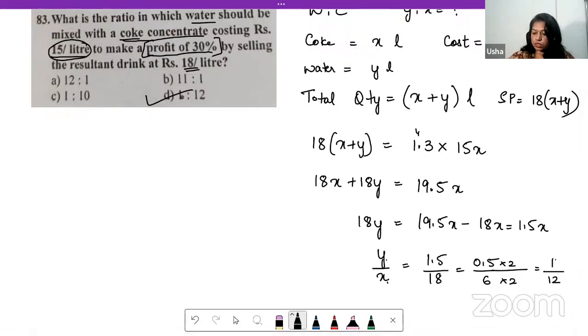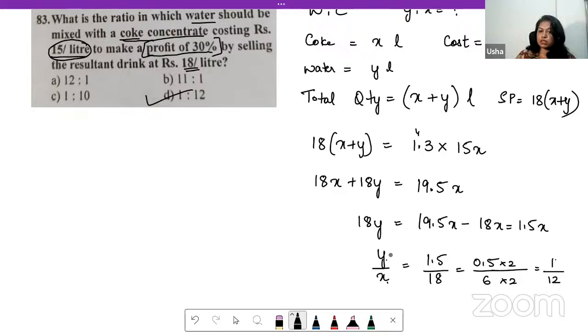All of you understood this? We had x liters of Coke concentrate. Every liter of Coke concentrate is 15 rupees. So total cost is 15x. And we are going to add y liters of water to it. So total quantity becomes x plus y liters. This mixture, I'm going to sell it at 18 rupees per liter. So the amount that I'm going to receive is 18 into x plus y. And this is giving me 30% profit. So I'm finding 30% profit upon the cost price.